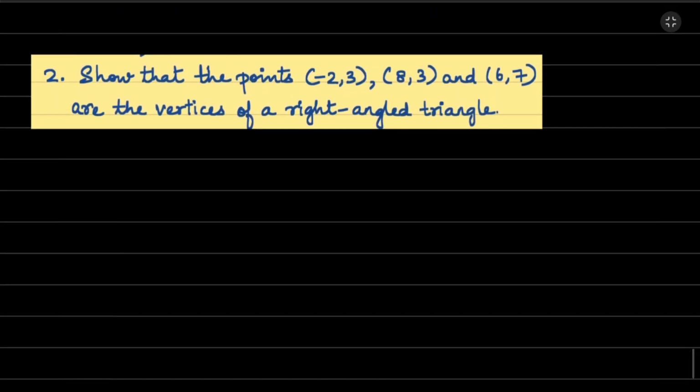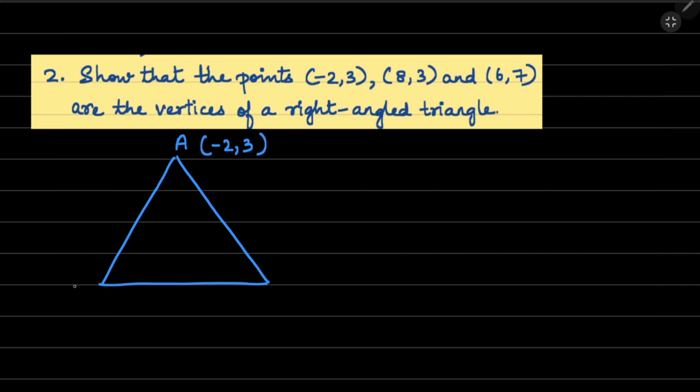Show that the points (-2, 3), (8, 3) and (6, 7) are the vertices of a right angle triangle. So let us draw a right angle triangle, with vertices A as (-2, 3), B as (8, 3) and C as (6, 7). These are the vertices of a right angle triangle. You have to show that the points are the vertices of a right angle triangle.